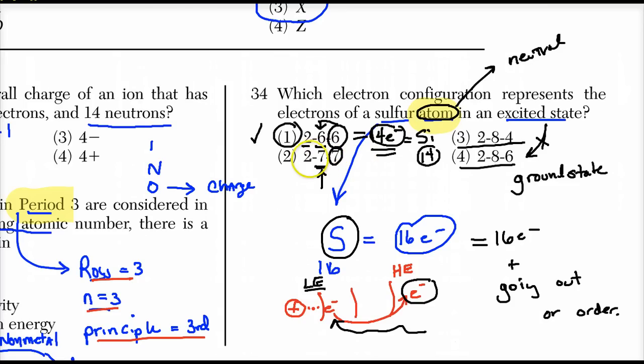So the second choice, I bet, has our perfect number 16. 7 plus 2 is 9. 9 plus 7 is 16. This one has 16 electrons and is excited because that should be 2-8-6. One electron from the second energy level jumped to the third when energy was absorbed.